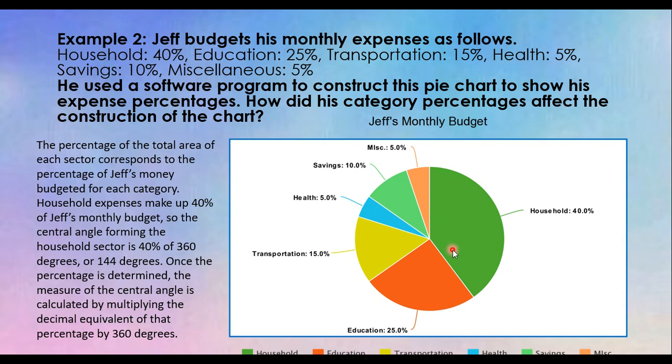Also, how do we figure that out? Well, I'm going to multiply the decimal equivalent by 360 degrees. So 0.4 times 360 is 144, and that's what gave me this value. So overall, this software is using multiplication of decimal equivalents and 360 degrees to figure out how large each slice needs to be.